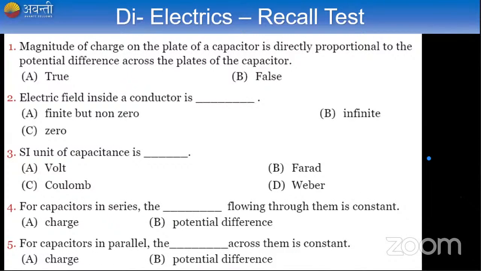For now, we'll go to dielectrics, guys. We'll start with the dielectrics part of capacitance. I want you guys to take the recall test. I'm going to launch the poll for the recall test, and everyone will start taking it. You will answer all 5 questions once, then submit the answers. I have launched the poll, guys. Please take the recall test for dielectrics.